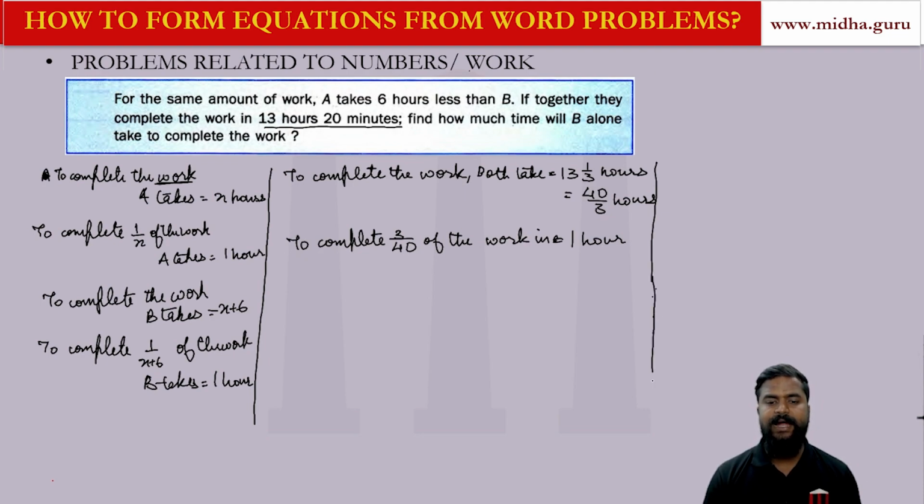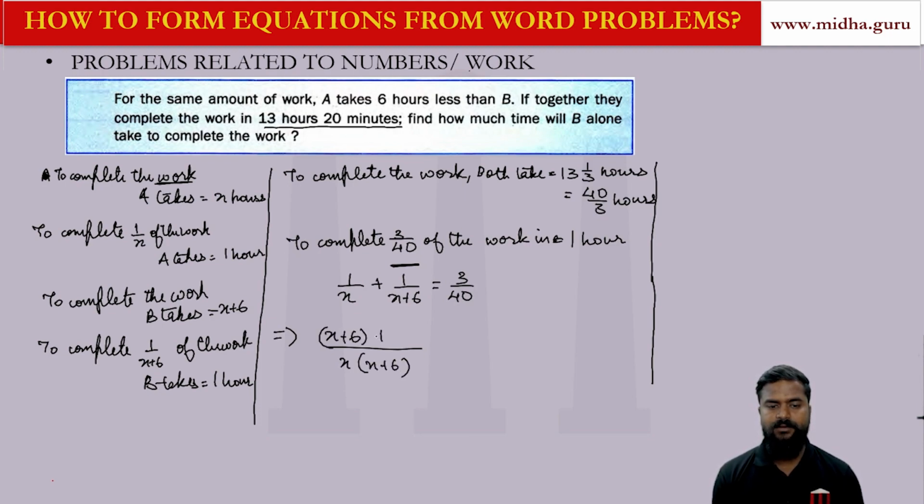So we'll add both of them, which means that 1 by X is the work A does in 1 hour, plus 1 by X plus 6, the work B does in 1 hour, is equal to 3 by 40, since both of them complete this much of the work. Now we'll take the LCM, which will be X into X plus 6, and multiply X plus 6 to 1 and X to the other, which equals 3 by 40. So we can write this as 2x plus 6 by x square plus 6x is equal to 3 by 40.